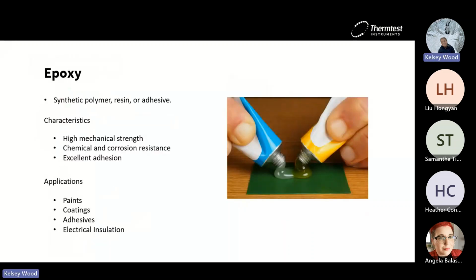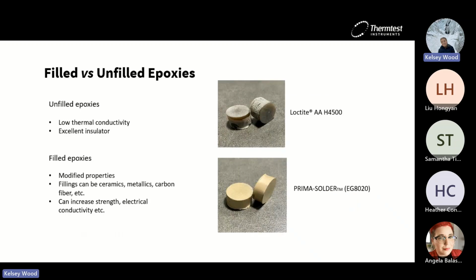So getting right into it, what is epoxy? Epoxy is a term that can refer to a synthetic polymer, a resin, or an adhesive. Electrically insulating and thermally conductive epoxies are typically desirable for industrial applications as they can improve the reliability of high-performance electronic devices, especially through heat dissipation. Epoxies also offer many other desirable thermal and mechanical properties such as low shrinkage during curing, as well as high chemical and corrosion resistance. So in today's application, we're going to be comparing the measurements of filled versus unfilled epoxies.